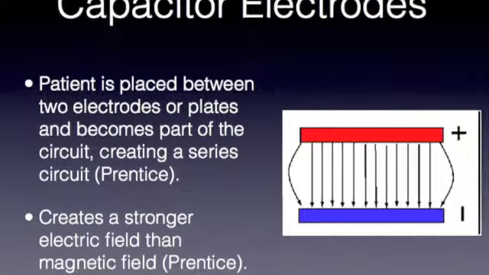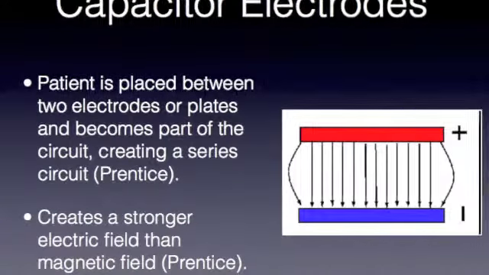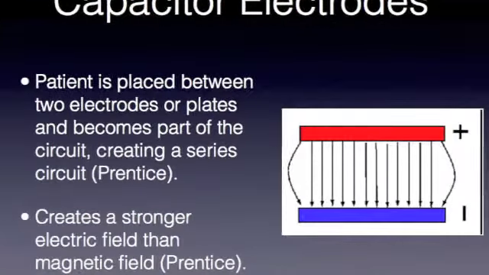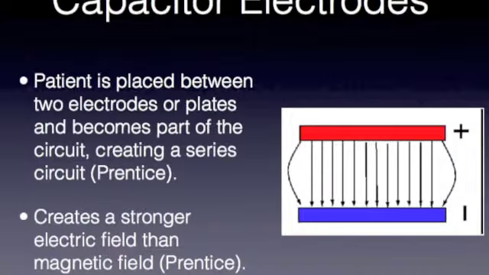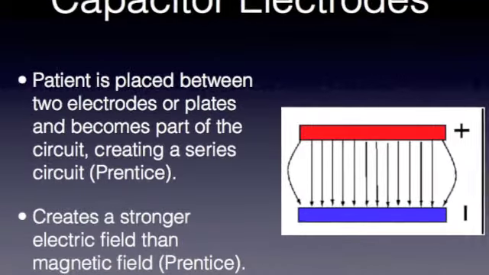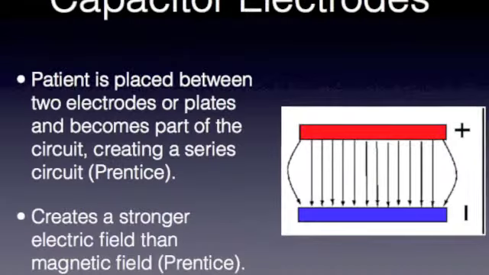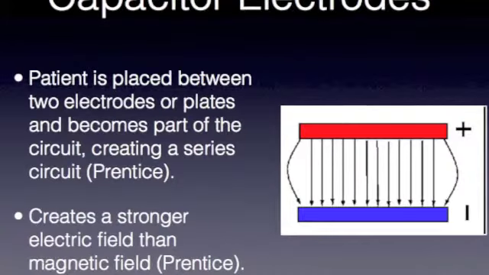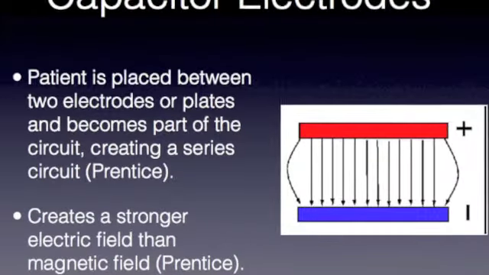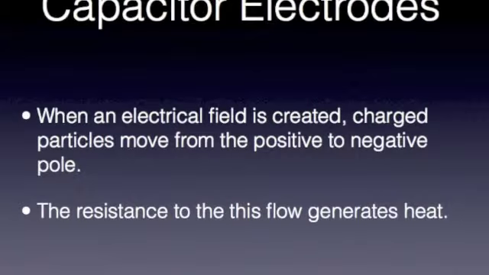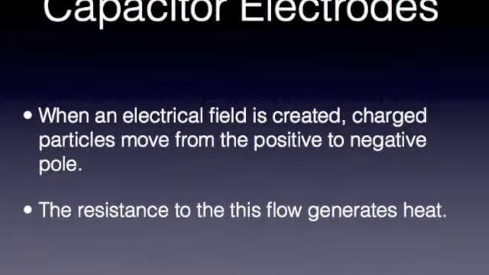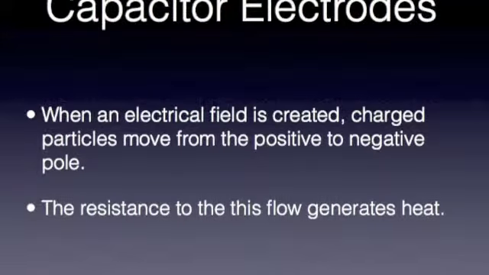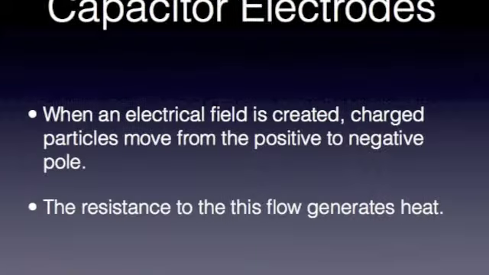a series circuit. That's kind of like the electrical outlets in series, sort of, when you create that flow of electricity and then you plug something into it, and you can get that flow of energy. Capacitor electrodes create a stronger electric field than magnetic field. In the picture, you can see how the energy flows wherever it is placed between these two poles, and then becomes part of that circuit. Anything in between there that creates resistance to the flow will generate heat.